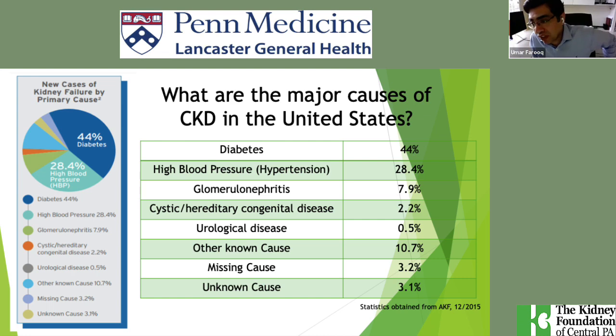You can see diabetes is 40% and blood pressure is like 28%. The primary kidney diseases, like cystic diseases or glomerulonephritis, are only 7.9 or maybe 10%. Things like IgA nephropathy, I don't know if people are familiar, that's a common glomerulonephritis. And then there are some unknown causes too. But if we cover diabetes and high blood pressure, we cover the major cause of chronic kidney disease.